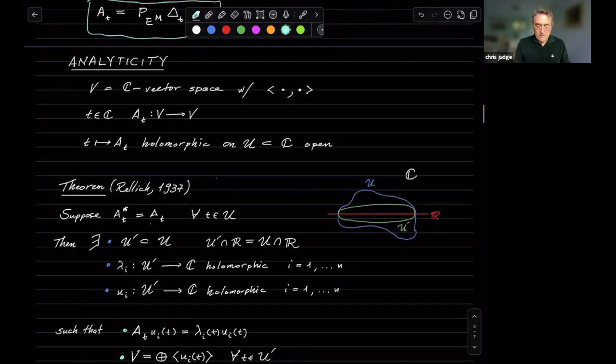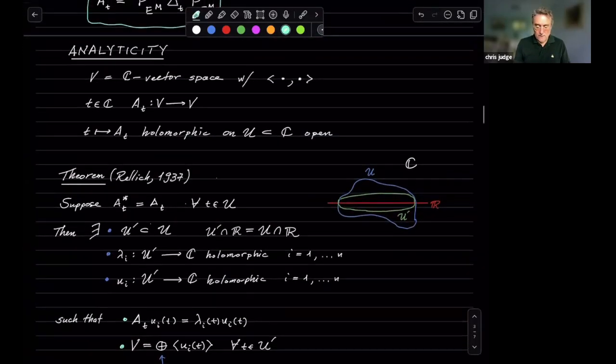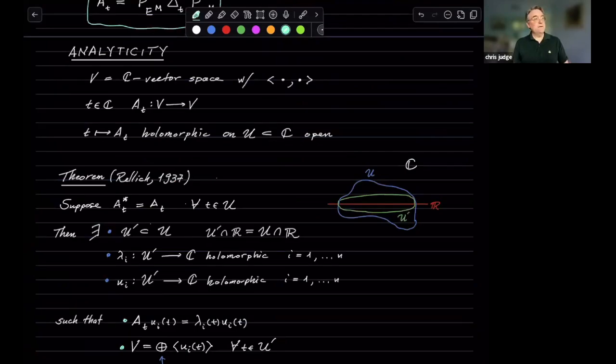Okay, now I want to go into analyticity. One of the main reasons is because the eigenfunctions don't seem to behave very nicely, even when you talk about smooth families of matrices or smooth families of operators. But with analyticity, if you're in the self-adjoint situation, then things work out rather nicely. So that's what I want to explain today.